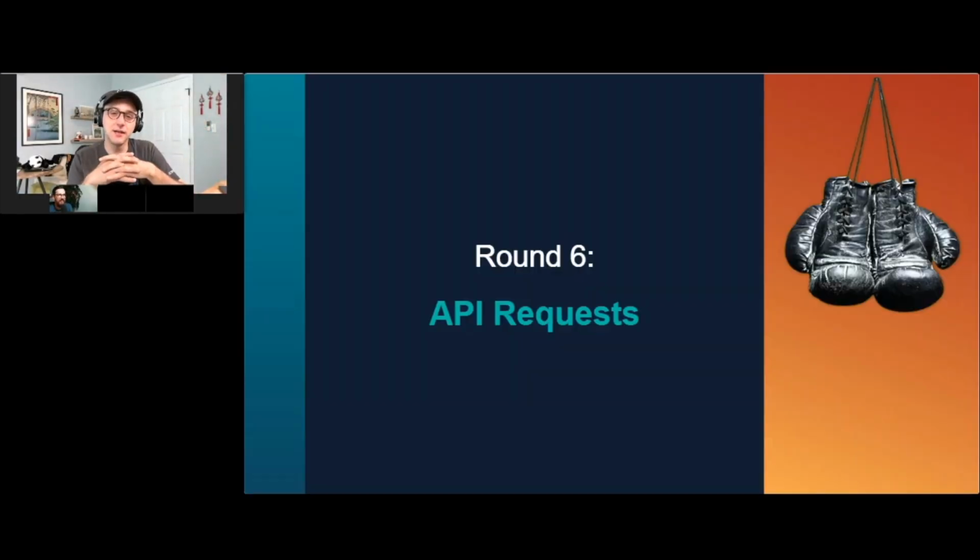Round 6, API requests. So, cool thing. Both Cypress and Playwright can make API calls. This is what I would consider one of the hallmarks of these modern end-to-end web testing frameworks. Older tools don't always have this baked in.